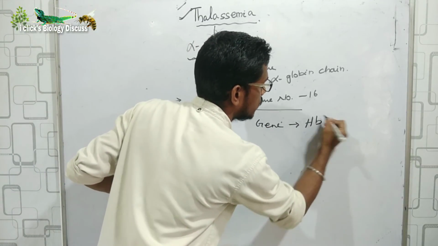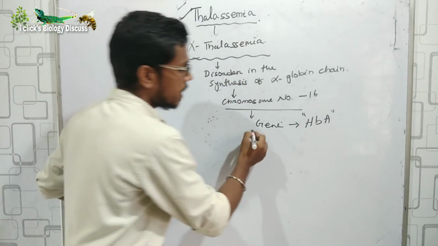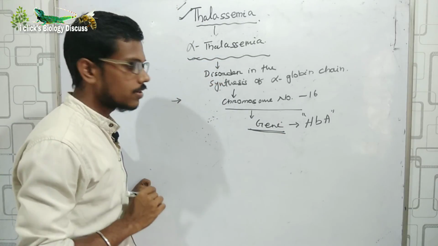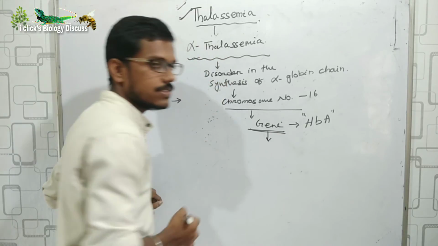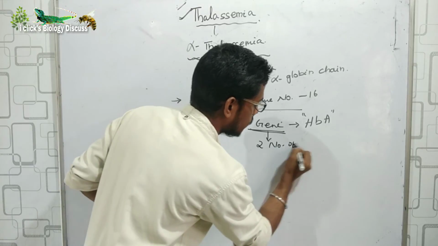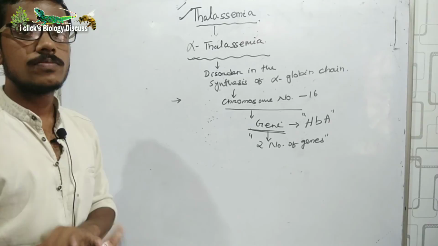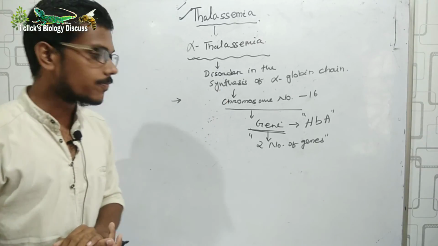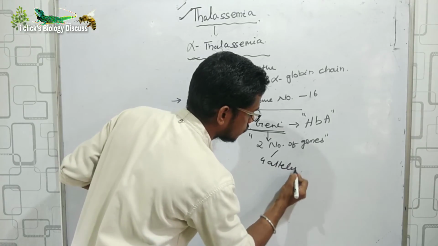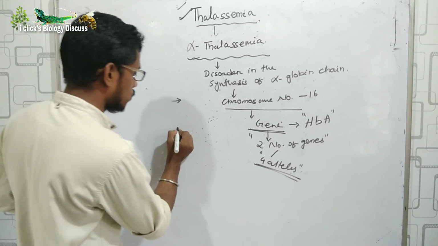The HBA gene. Basically we know that genes are present in pair condition, there are 2 alleles, but here there are 2 genes responsible for the synthesis of alpha globin chain. 2 genes means there will be presence of 4 alleles. Suppose this is chromosome number 16.